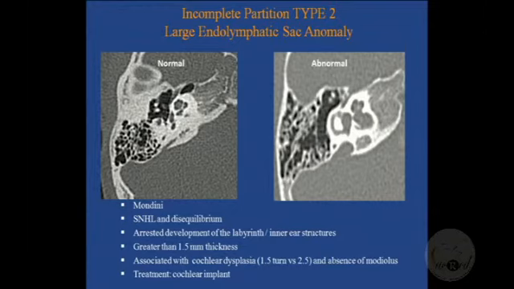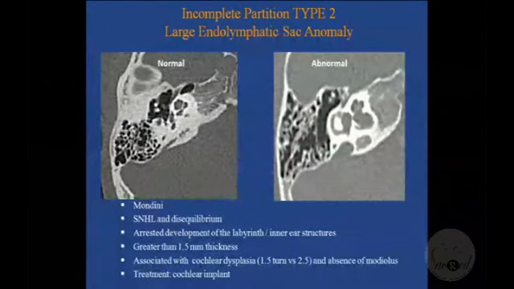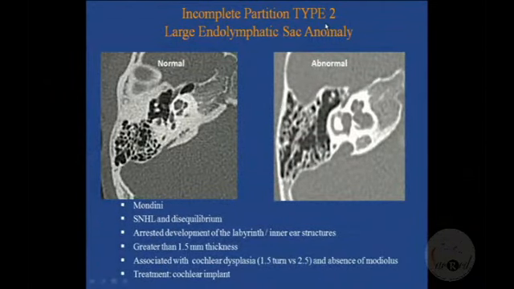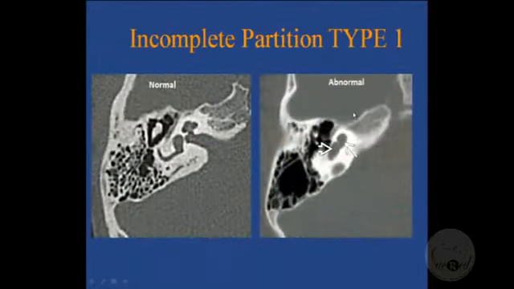Incomplete partition type 1 is where there is an attempted formation of the cochlea and the vestibule, but the inner anatomy of the cochlea and the vestibule is not well formed. That is incomplete partition type 1.